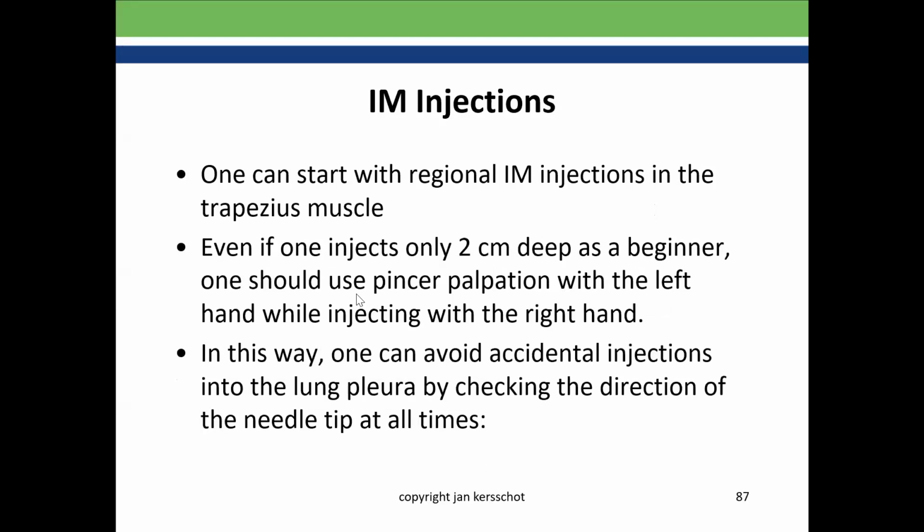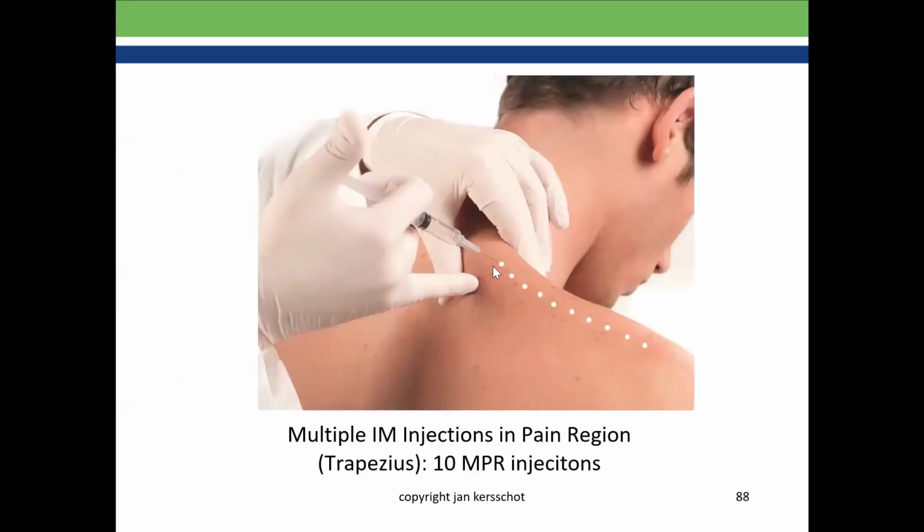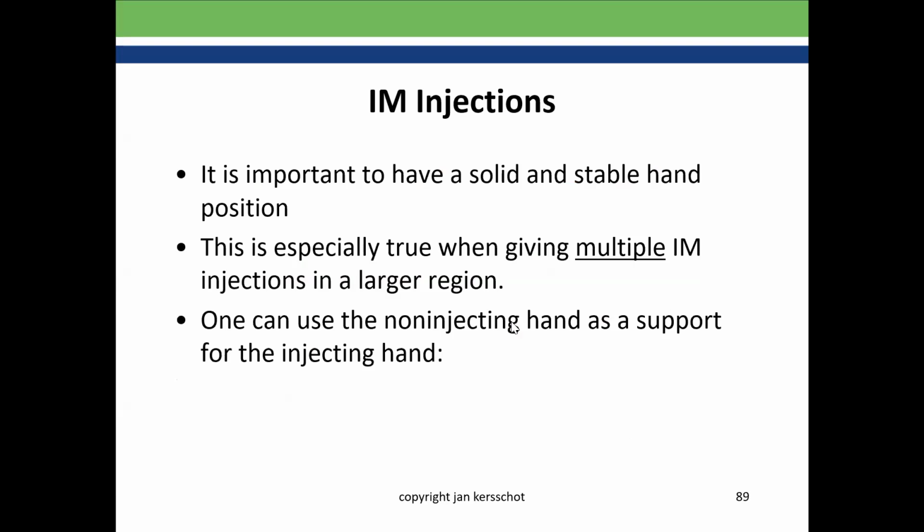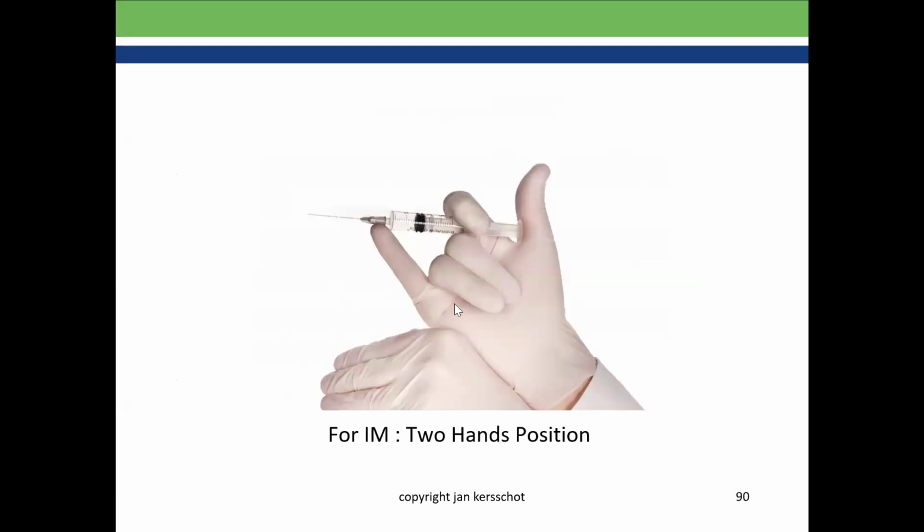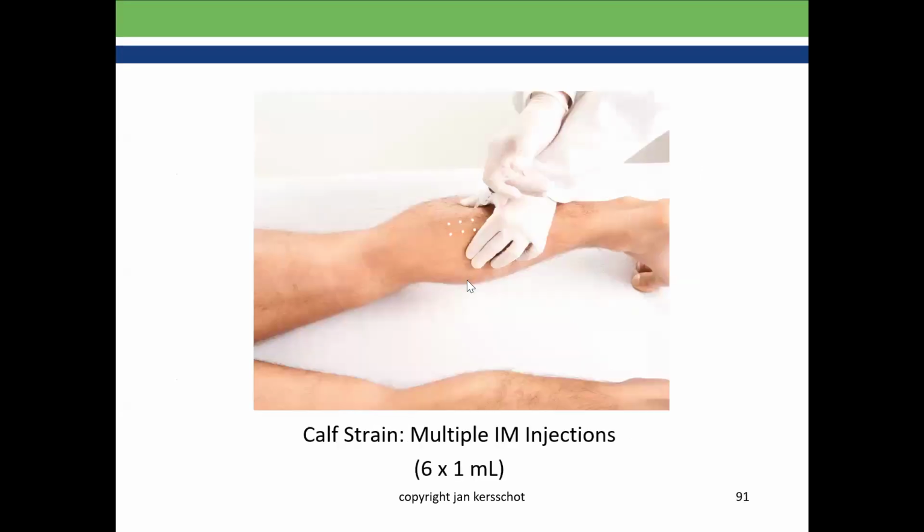I will go, for example, for the trapezius muscle, you inject like 1, 2, or 3 centimeters, depending. Stay away from the lung, of course. But if you use pincer palpation and you don't inject deeper than your own fingertips, you're safe. And as I said before, we use this 2 hands position. Then you have a good control of the depth of your injection.